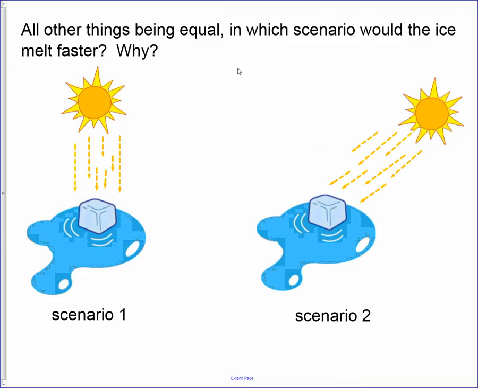As an analogy, one of the major important things is this concept of the angle of incidence. Looking at these scenarios, which would cause the ice to melt faster? Well, the answer is scenario one. This is because the sun rays are directly overhead and they're concentrated on this small little area of the ice cube. When coming from the side, these sun rays will create more of an oval or elliptical shape, and that energy will be spread out over a larger surface area and it will melt slower.